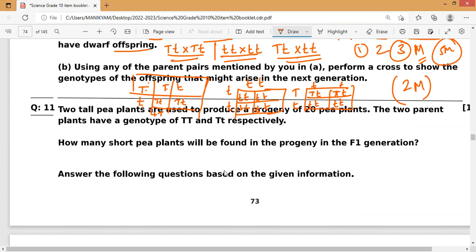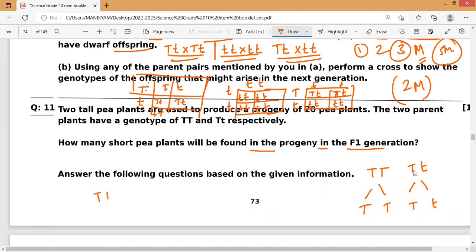So now how many short pea plants will be found in the progeny in the F1 generation? Just cross it. What will happen? How many will come? Nothing will come. Yes or no? Yes, everybody. So this is the parental crossing. Gametes, tell me guys, gametes: capital T, small t. Tell me the crossing, parental crossing. What will happen?